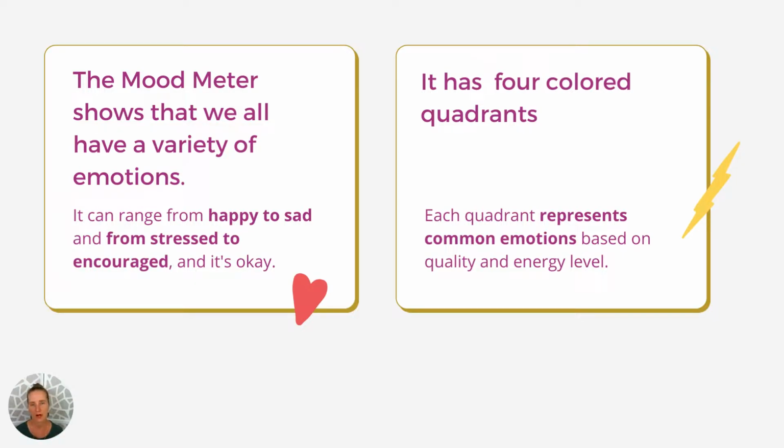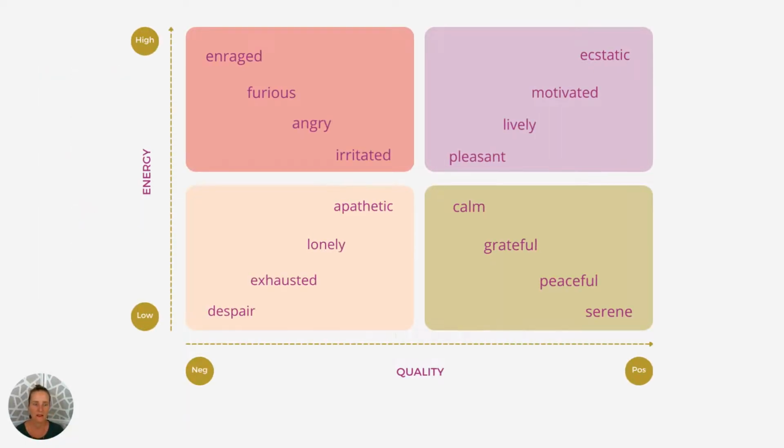And this mood meter has four colored quadrants I'm going to show you in a minute. Each quadrant represents the common emotions based on quality and energy level. So let's look at that here. So here we go. These are the four different quadrants.